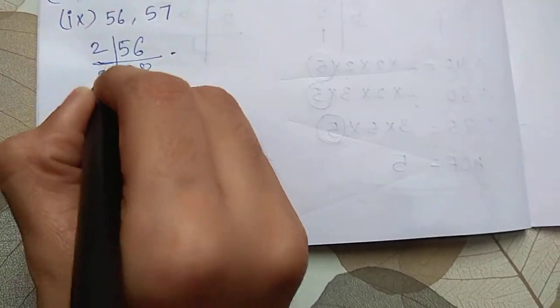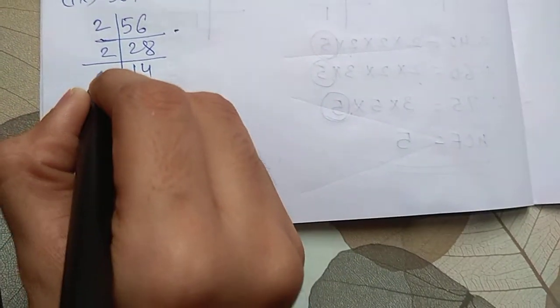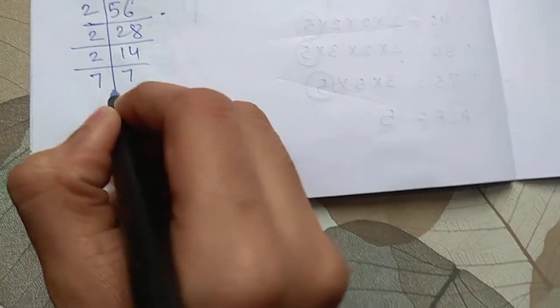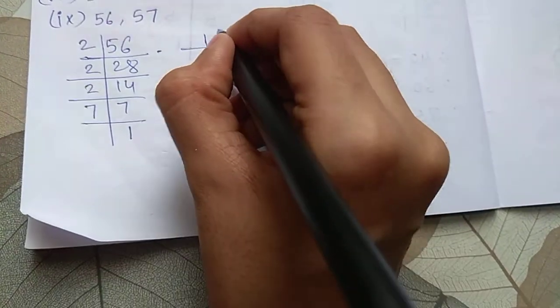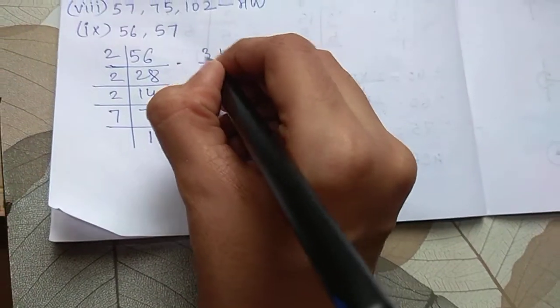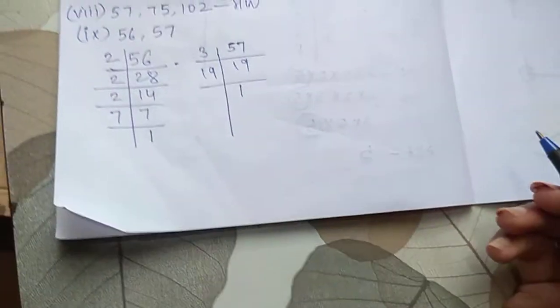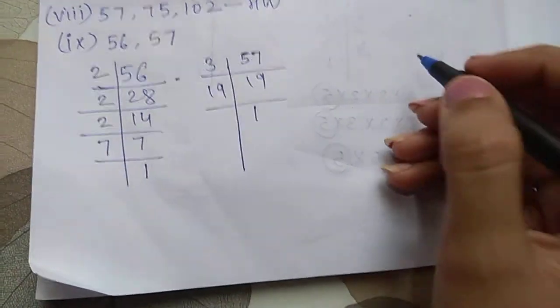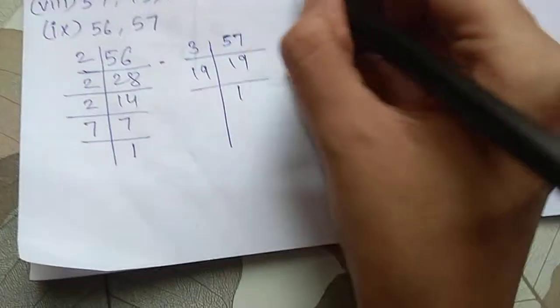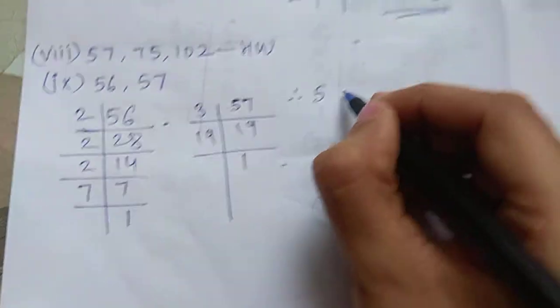Let's move to sum number 9: 56 and 57. 2 28s are 56, 2 14s are 28, 2 7s are 14, 7 1s are 7. Then 57: 3 19s are 57, 19 1s are 19. Now we are done with factorization. Let's write it here.